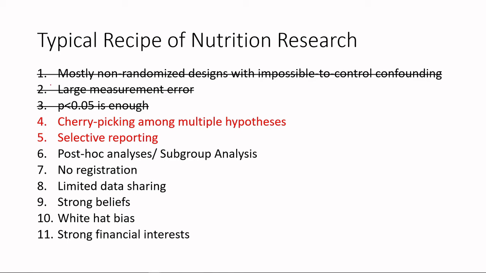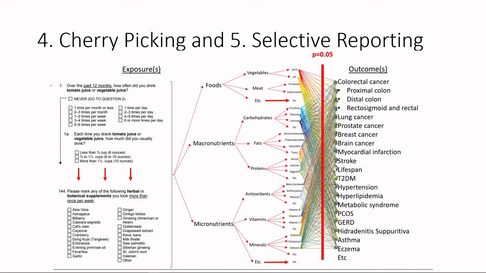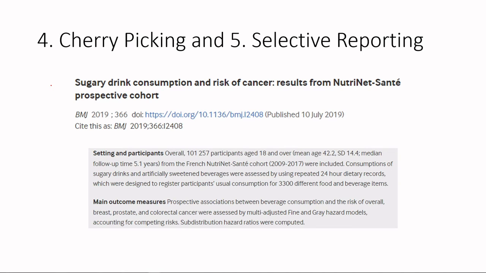Next, we'll talk about cherry picking and selective reporting. For these two concerns, keep in mind the end of the food frequency question or lecture, where we demonstrated that investigators can have a near infinite amount of exposures and outcomes. We saw a real-life example of this in Dr. Carroll's video regarding sugary drink consumption and the risk of cancer.